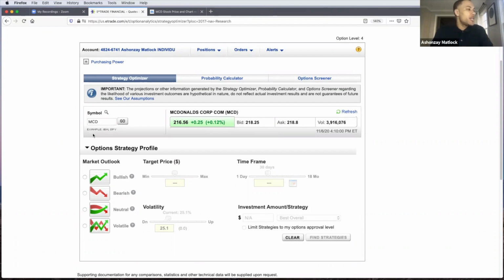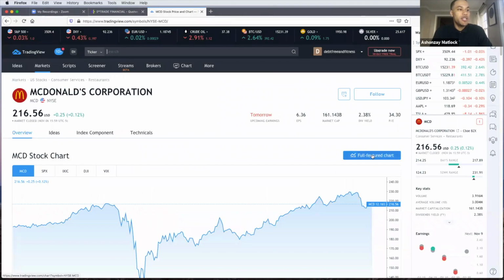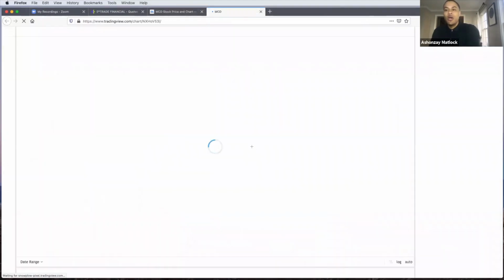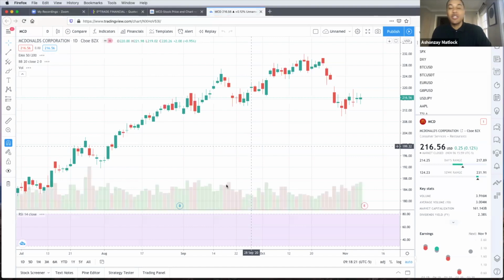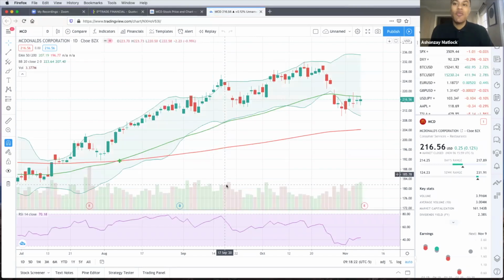But let's say we want to analyze McDonald's, right? So based on the current economic conditions, let's go look at the charts, right? So we just had our presidential election. So right now things are kind of like, I would say neutral, maybe even a little volatile, right? So we just need to keep note of that.